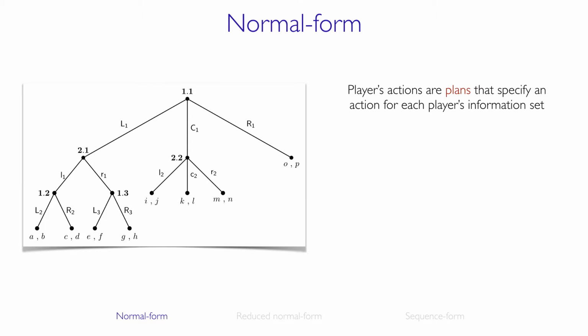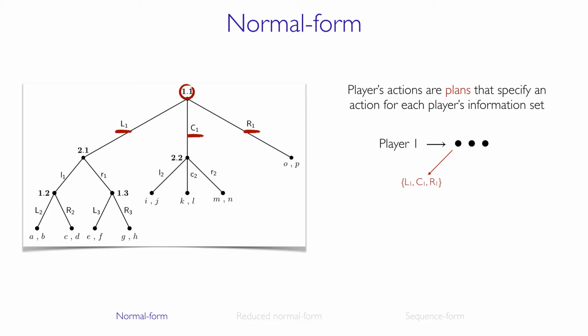Remember that in the normal form representation of an extensive form game, player actions are called plans, as they specify an action for each player information set in the extensive form. In this case, player 1 has 3 information sets, thus her plans are triples, where each element is an action available at one of her information sets.